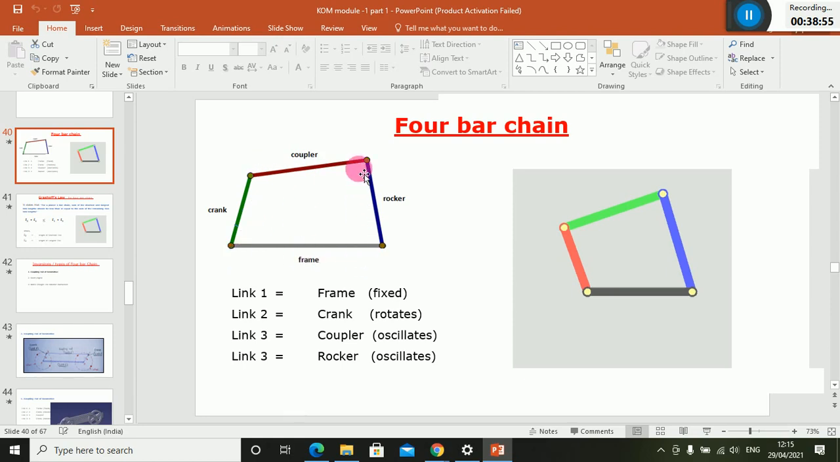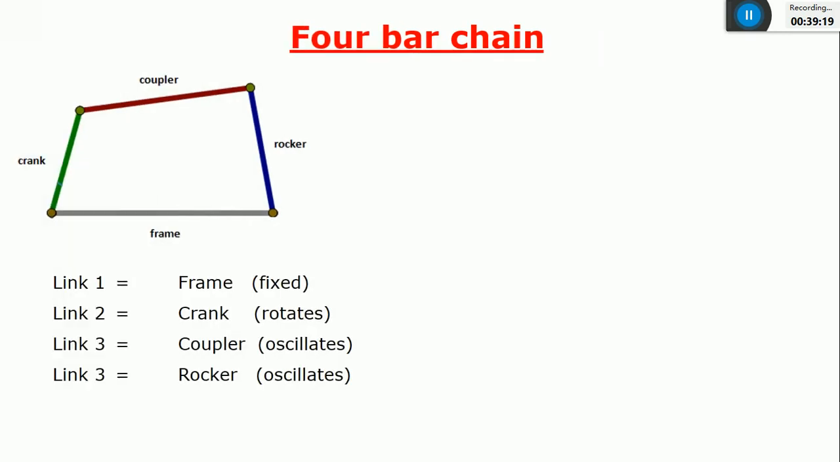Let's take this one: frame, crank, coupler, and rocker. This is link 1, 2, 3, and 4. Remember, always the frame will be fixed and the crank will be rotating. The coupler is a combination of rotary and linear motion, which is called oscillatory. The rocker is also oscillatory. If you want, you can see the animation.